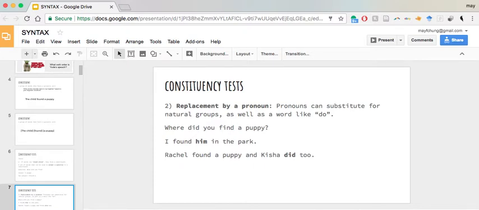And that's how you know that a puppy would be a constituent, because you can replace it with these natural classes of words. Same thing for Rachel found a puppy and Keisha did too, right? So Keisha did what? She found a puppy, right? So you kind of know what these groupings, these natural classes, are based on these questions.